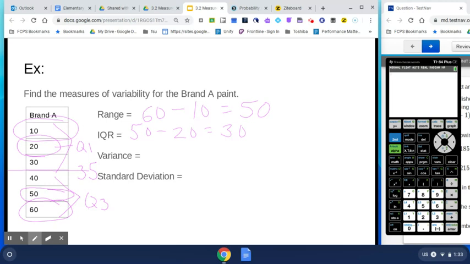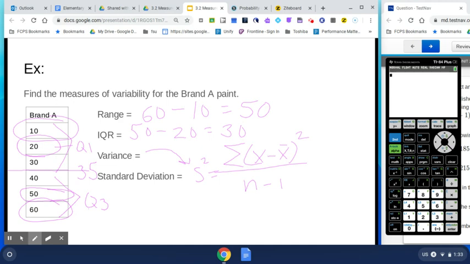Now, both the variance and the standard deviation are going to follow a formula. So we're going to talk about the variance formula first. We're going to take each data value and subtract off the mean. We're then going to square those differences, sum those values, and then divide by the sample size minus 1. That's going to give us the variance. The symbol for variance is S squared.